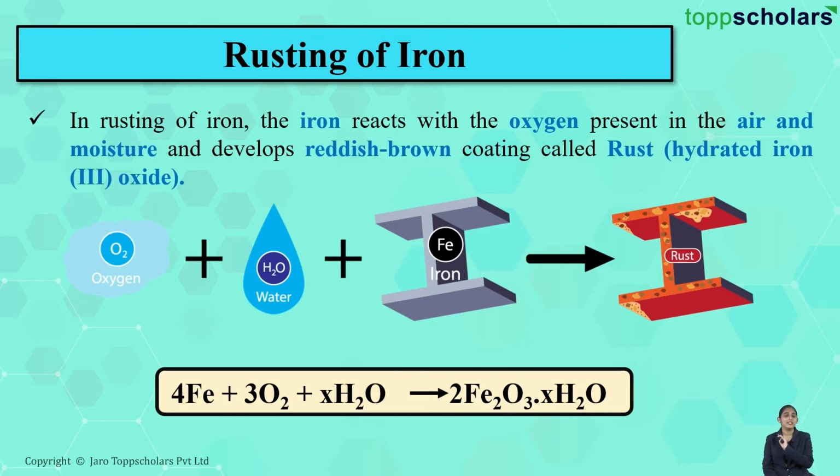Over here you can easily see the reaction. Iron reacts with oxygen and moisture, resulting in the formation of hydrated iron oxide, that is ferric oxide. Over here, the valency of iron is 3 and so it becomes ferric oxide. Here you can see we have xH2O, where x means the number of water molecules. The number of water molecules may vary, right? So friends, rusting of iron simply means that when iron comes in contact with oxygen and moisture, it develops a reddish brown coating on its surface, which is called rust, right?